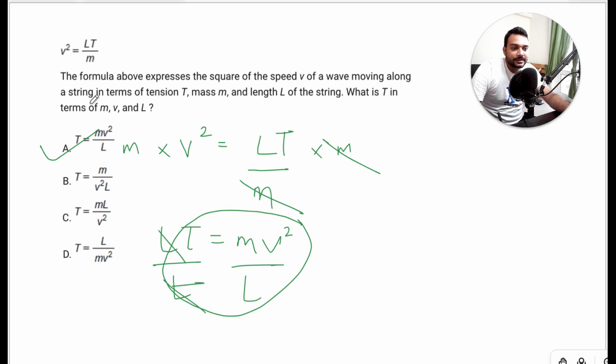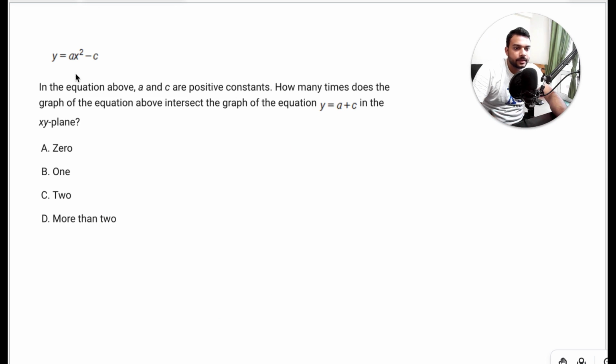Okay, let's look at the next question. y is equal to ax squared minus c. In the equation above, a and c are positive constants. How many times does the graph of the equation above intersect the graph of the equation y is equal to a plus c in the xy plane?